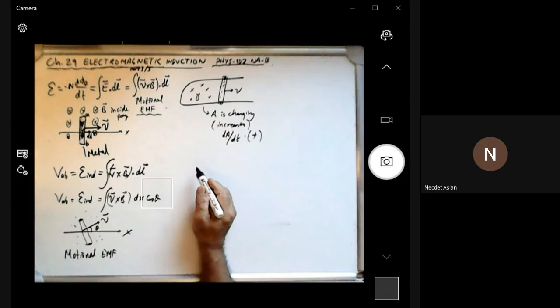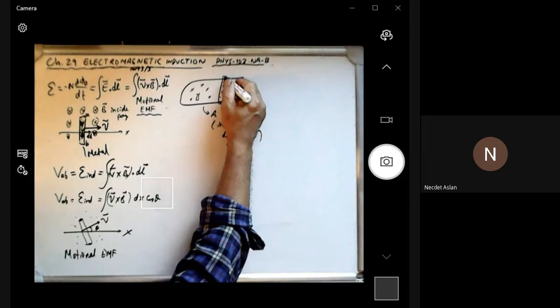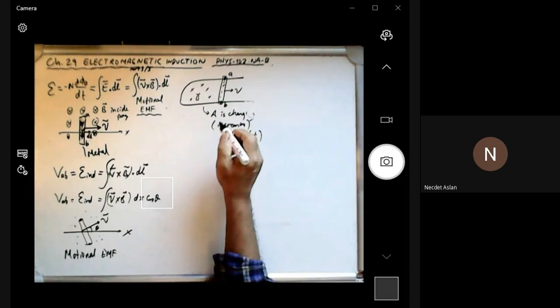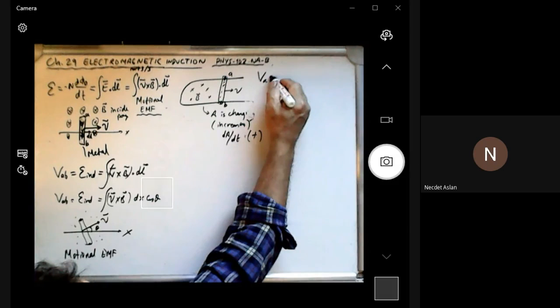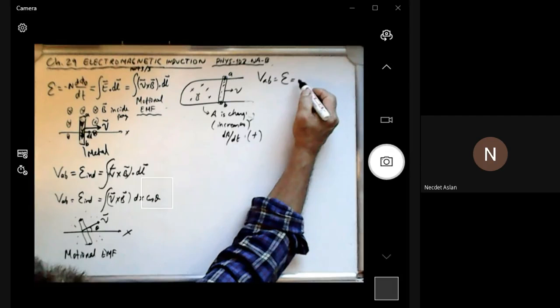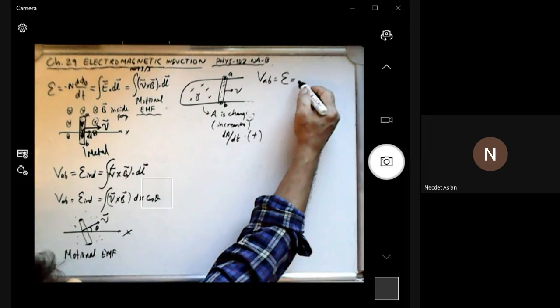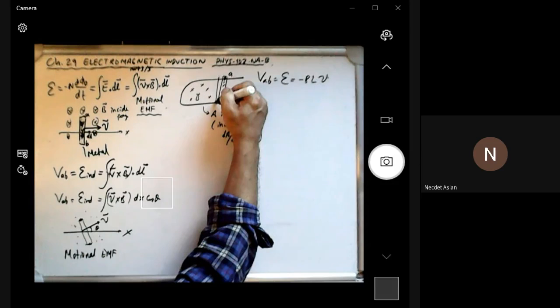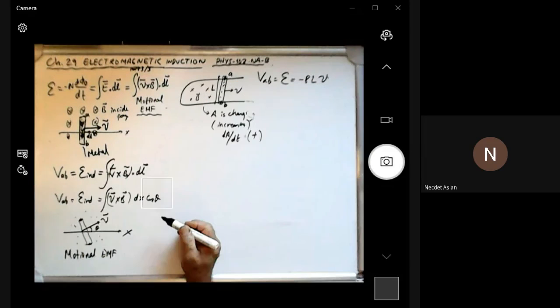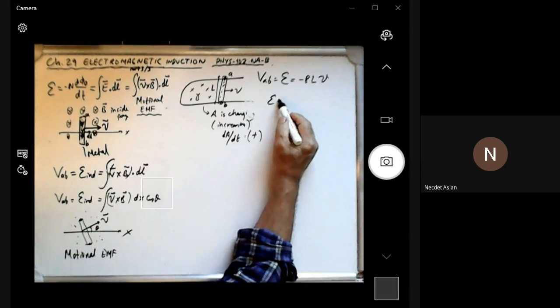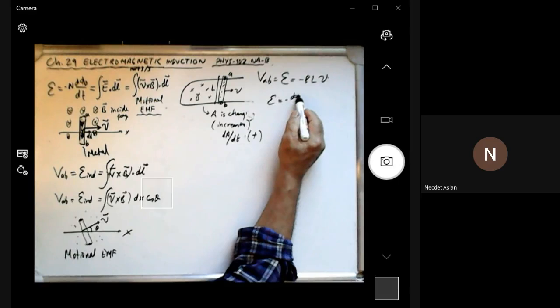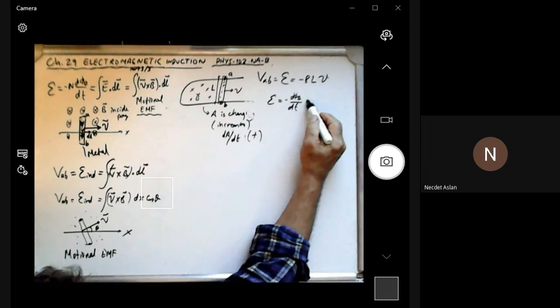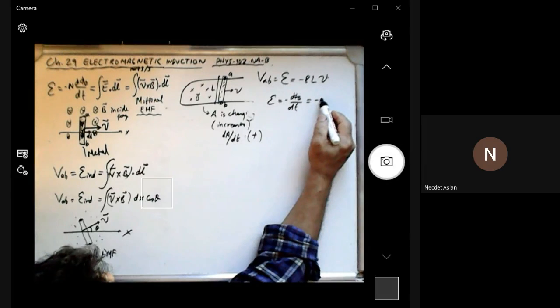So now we can calculate the motional EMF between the two tips, A and B. So VAB or epsilon can be given as just minus BLV, if L is the length of this rod. So how did we find this out? It was very simple. Remember that epsilon was equal to minus d phi B over dt, and it is equal to minus B dA over dt.